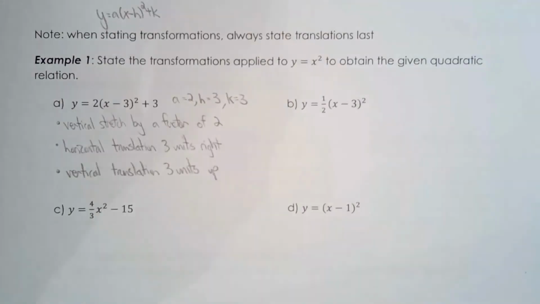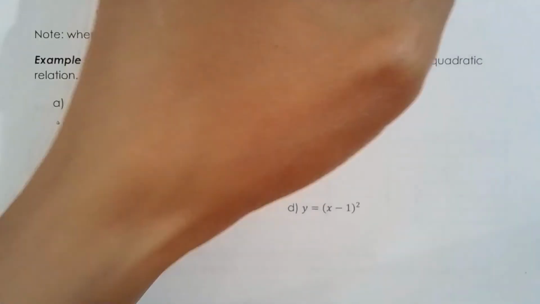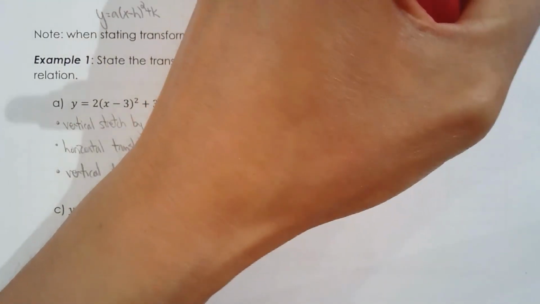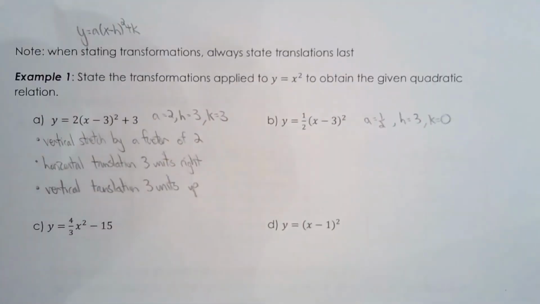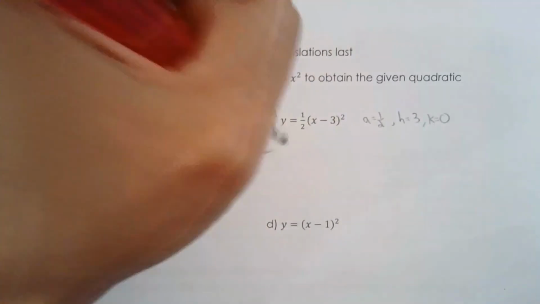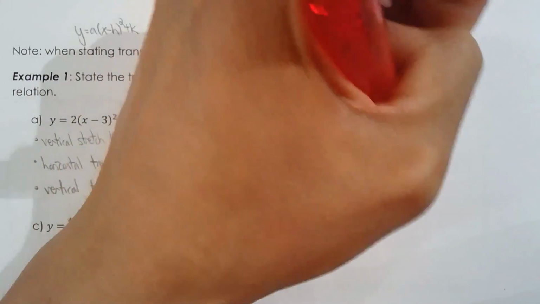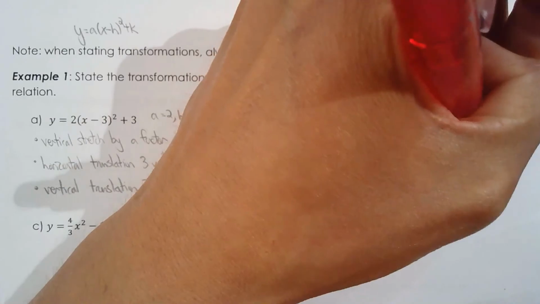Okay, here, once again, I'm going to state my parameters. A is half, h is 3, and k is 0. Okay, so this is going to be vertical compression by a factor of 2.